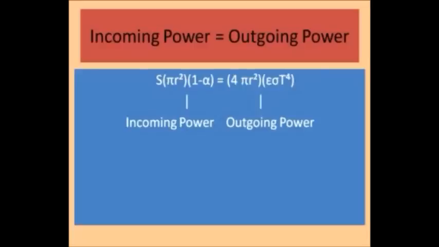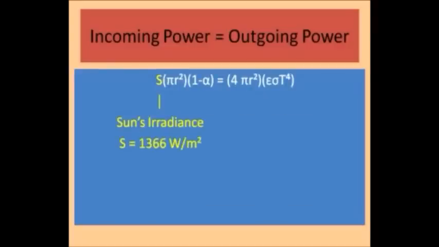For equilibrium, incoming power must equal outgoing power. Because space is a vacuum, the only way the Earth can lose heat energy is by way of radiation. In the equation, S is the sun's irradiance at the top of the troposphere. We previously calculated this to be 1366 watts per square metre. It can also be measured directly by satellite.